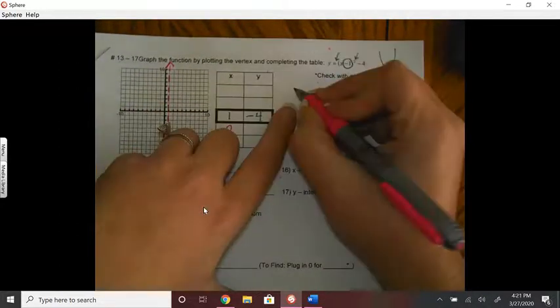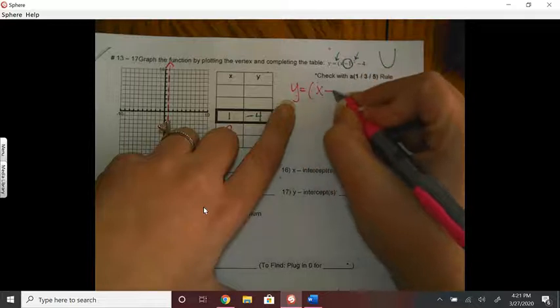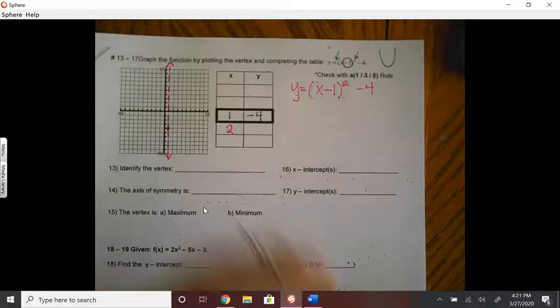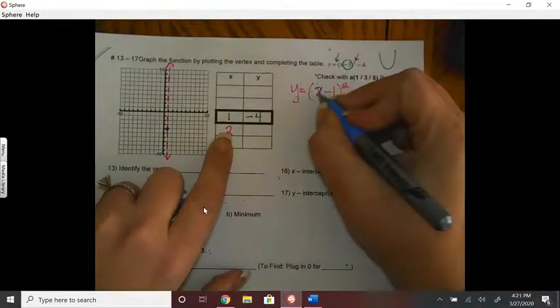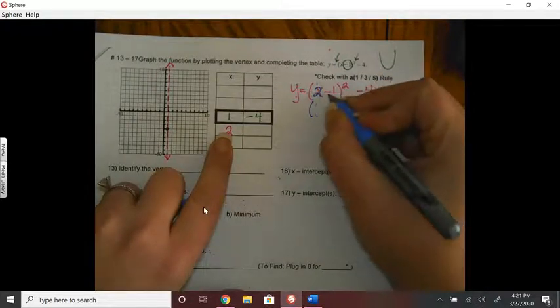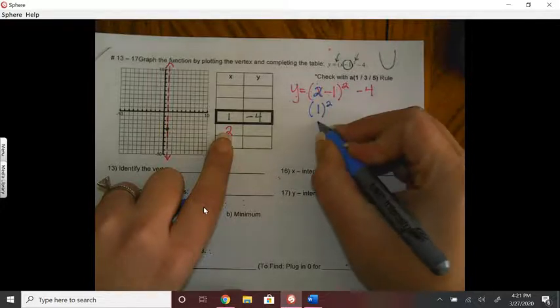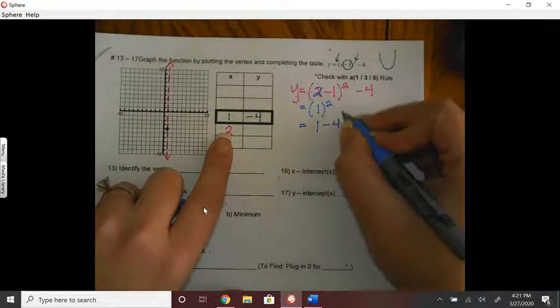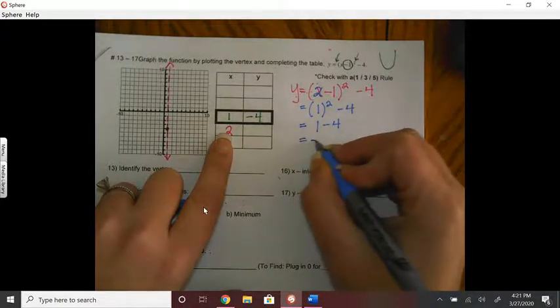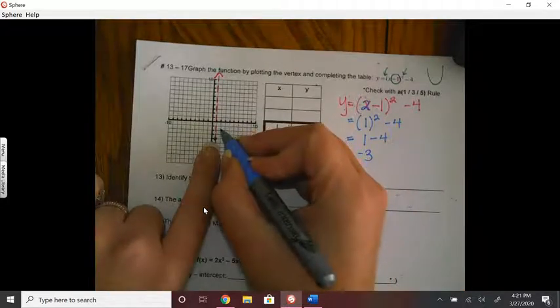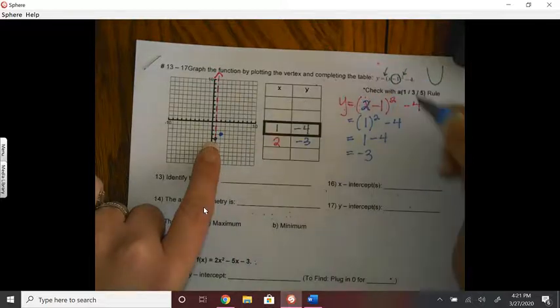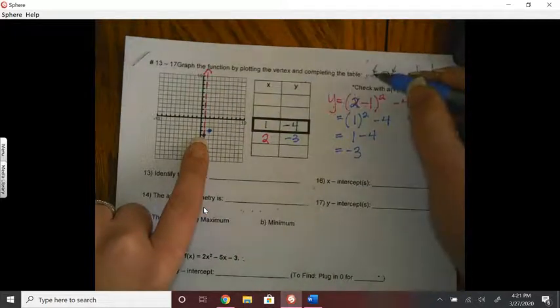Then I'm going to take my equation, x minus 1 quantity squared minus 4, and plug in the number I chose, 2. You can pick whatever you want. 2 minus 1 is 1, 1 squared is 1, and then 1 minus 4 is -3. So now I'm going to graph the point 2, -3, and notice the graph is going to go up like we said it should because of the leading coefficient, the a value in the front.